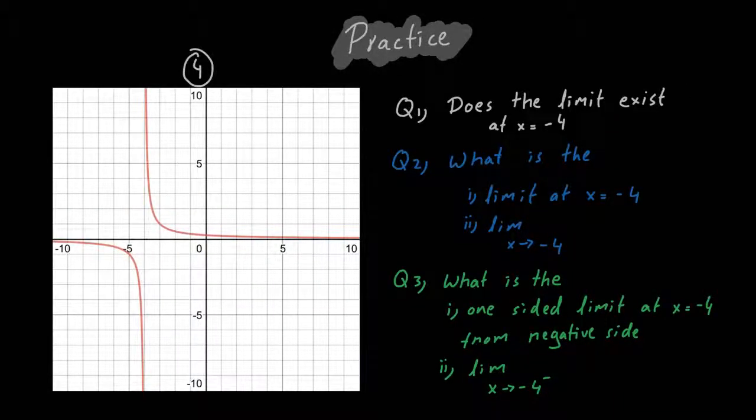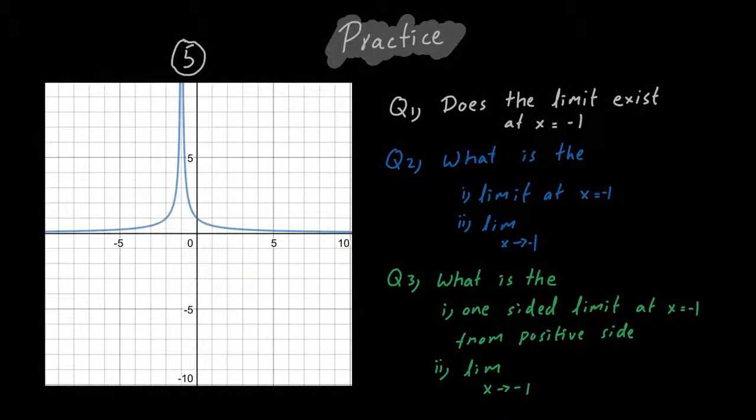Next question. Does the limit exist at x is equal to negative 4? We can see that if we approach from the positive side, it is reaching positive infinity, and if we approach from the negative side, it is reaching negative infinity. Hence, the limit does not exist. Question 3. What is the one-sided limit as x approaches negative 4 from the negative side? We have already seen that it is negative infinity. Hence, negative infinity.